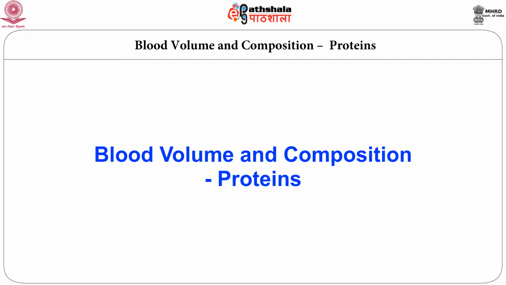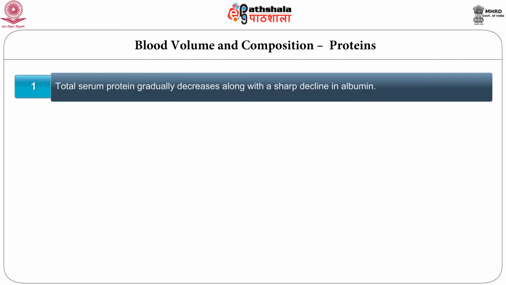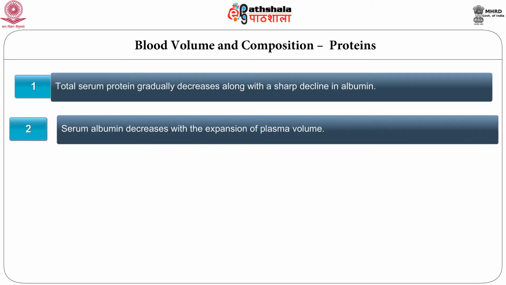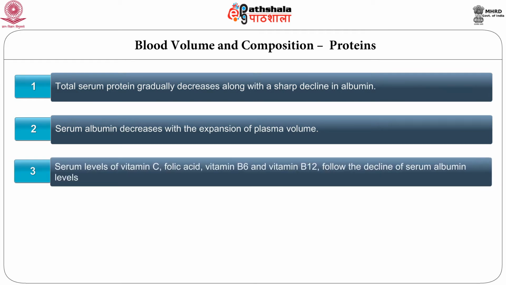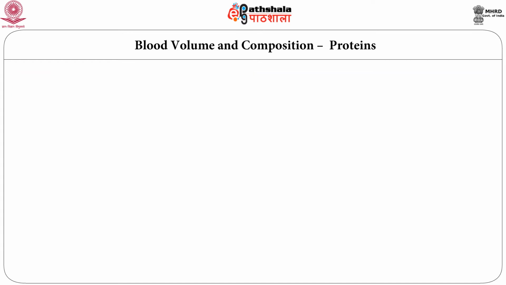The third one is regarding proteins, which are very important nutrients. Total serum protein gradually decreases along with a sharp decline in albumin. Serum albumin decreases with the expansion of plasma volume. Serum levels of vitamin C, folic acid, vitamin B6 and vitamin B12 follow the decline of serum albumin levels.